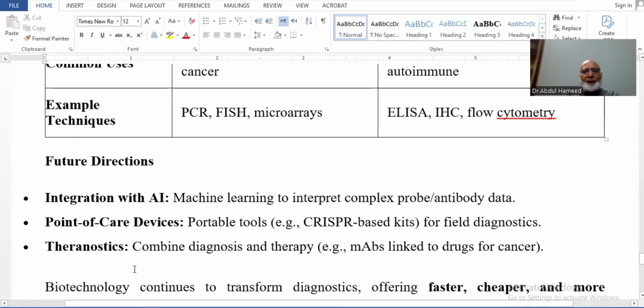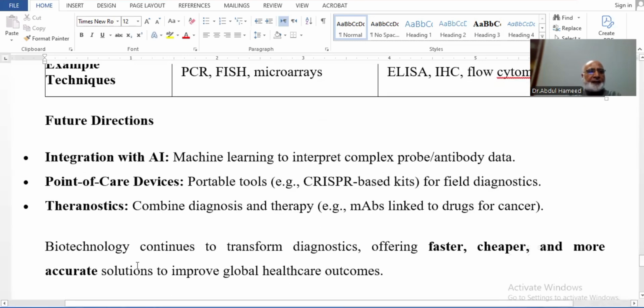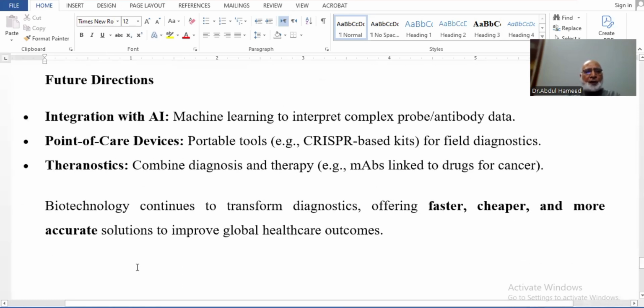Point-of-care devices, portable devices, for example CRISPR technology will be used in certain kits to get the result in the field. For example, no need to go to diagnostic labs, just collect samples and get the diagnosis. Then theranostics: theranostics combines diagnosis and therapy, for example monoclonal antibodies linked to drugs for cancer. So biotechnology continues to transform diagnostics, offering faster, cheaper, and more accurate solutions to improve global healthcare outcomes.